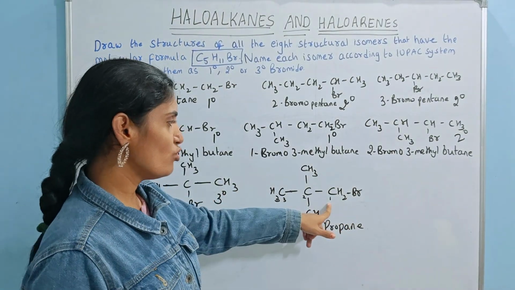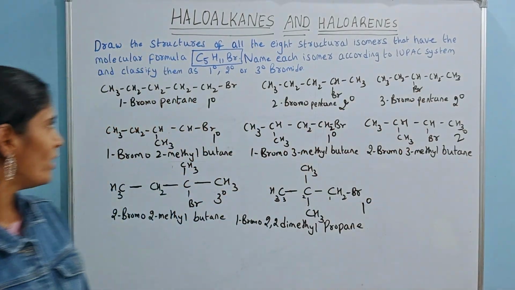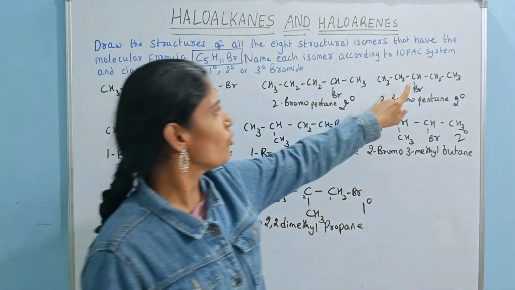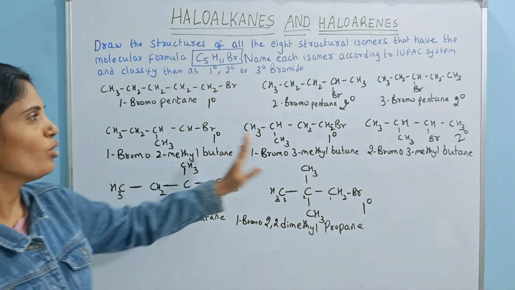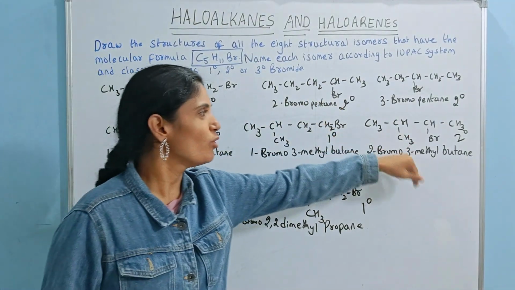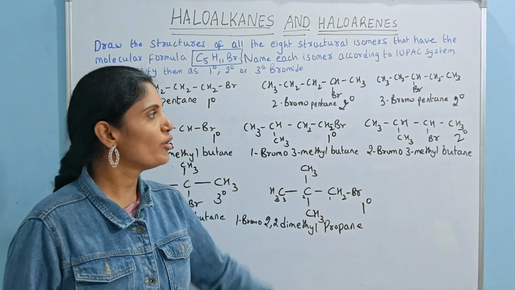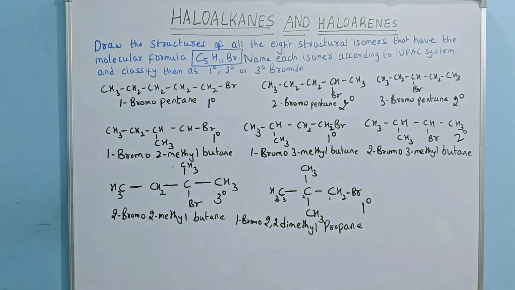Here the bromine is attached to a primary carbon. So this will be my primary bromide. Once check: primary bromide, bromine to secondary, secondary bromide, bromine to secondary, secondary bromide, bromine to primary, primary bromide, bromine to primary, primary bromide, bromine to secondary, secondary bromide, bromine to tertiary, tertiary bromide, and bromine to primary is your primary bromide. So we have done all that they have asked.